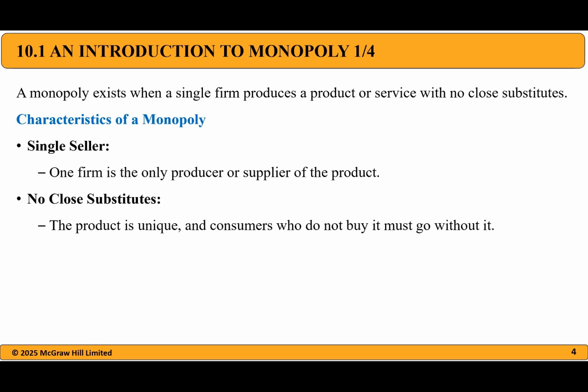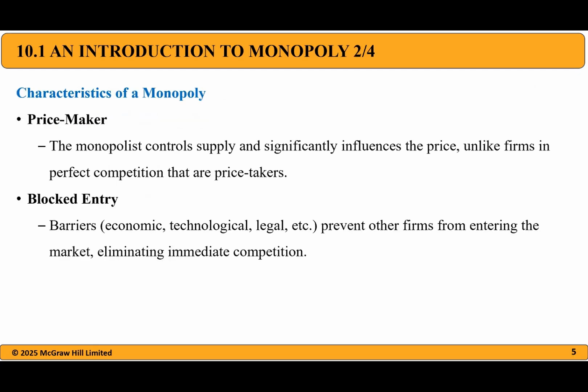That means there is no close substitute and consumers cannot easily switch to another product. If consumers do not buy from the monopolist, then they essentially go without it. Another characteristic of monopoly is the price maker. The monopolist controls supply and significantly influences the price, unlike firms in perfect competition that are price takers. So in case of monopoly, the monopolist can set price indirectly by controlling the output.